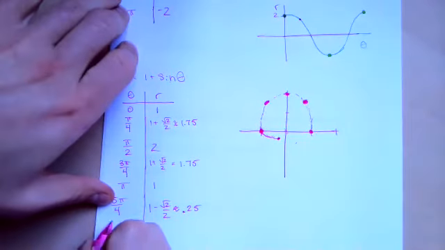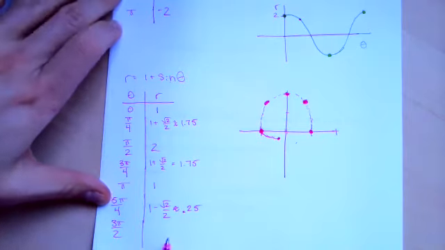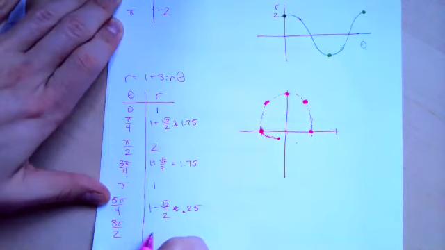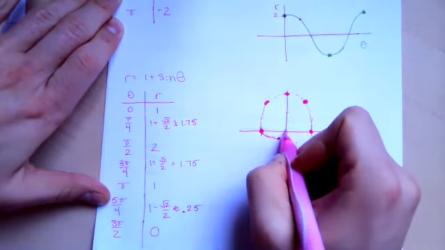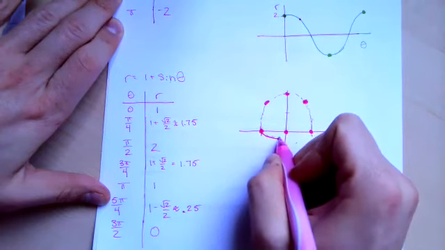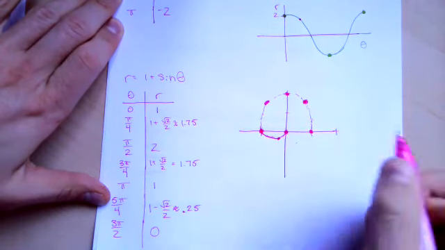And then what's going to happen at 3 pi over 2? Sine is -1, so 1 minus 1 gives me 0. We're actually back at the origin there. It's going to come down and hit that point at the origin.